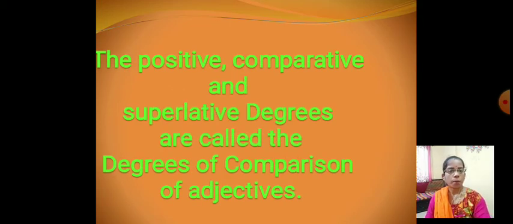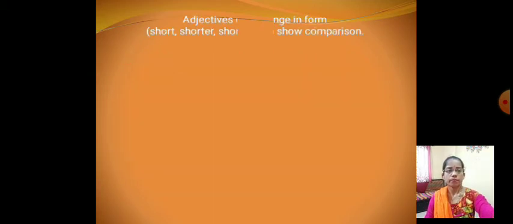The positive, comparative and superlative degrees are called the degrees of comparison of adjective. It means adjectives are compared by positive, comparative and superlative degrees. An adjective can change in the form of short, shorter, shortest to show the comparison. It means the comparison is shown by short, shorter, shortest. It means simple way, higher way and highest way.